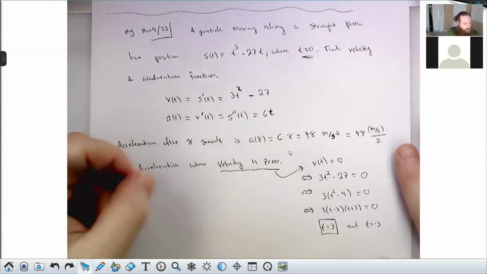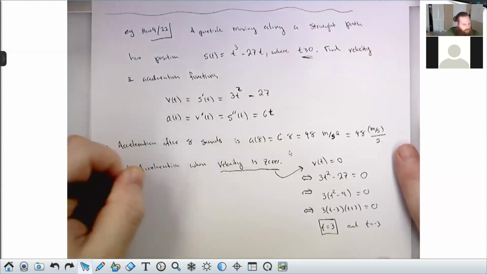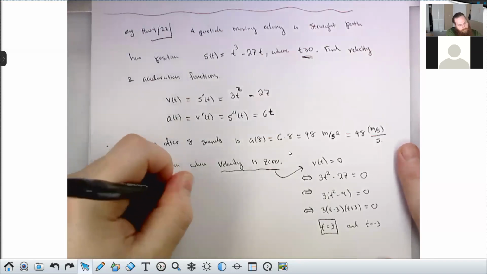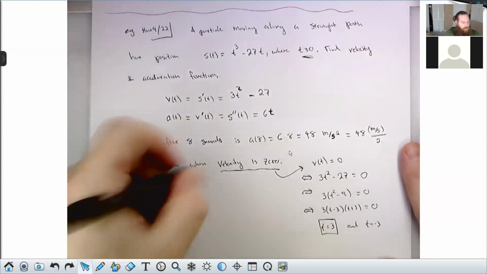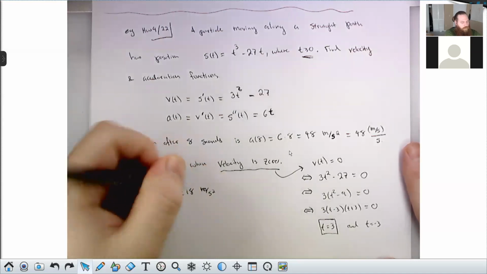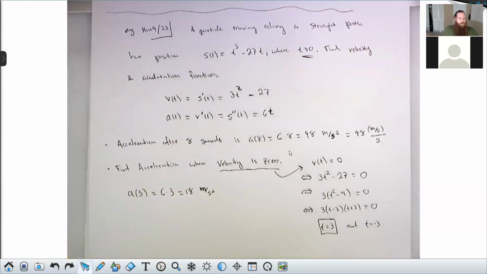And then we take this and we plug it into the acceleration. So the acceleration at that moment is a of 3, which is 6 times 3, which is 18. And again, this is in meters per second squared. So at this moment, when we turn around, when my velocity is 0, we turn around pretty aggressively. We are accelerating at 18 meters per second squared. Is this making sense?